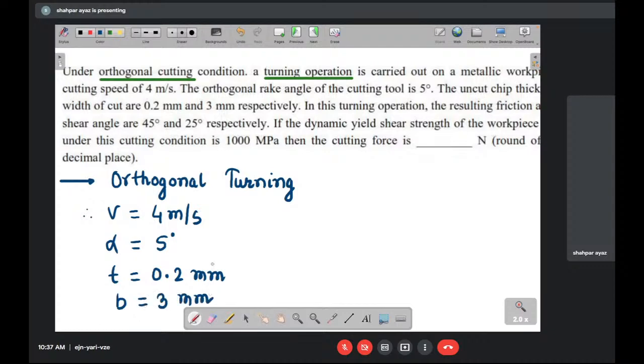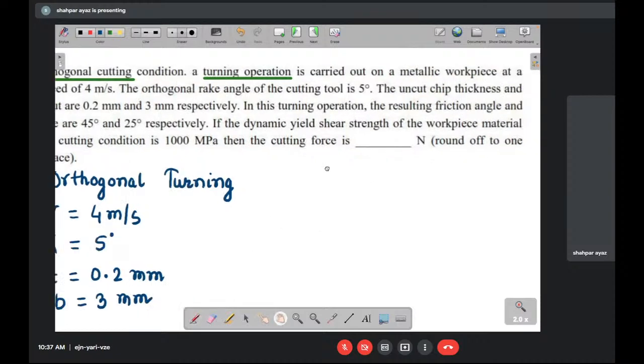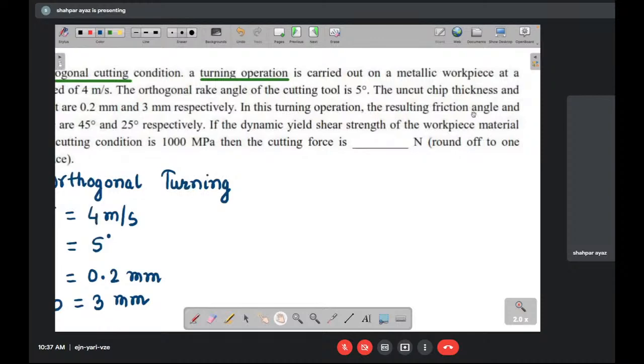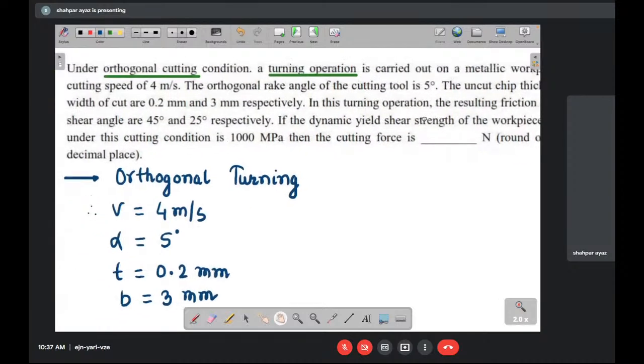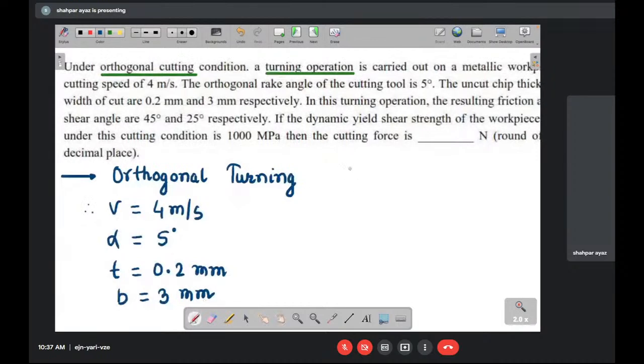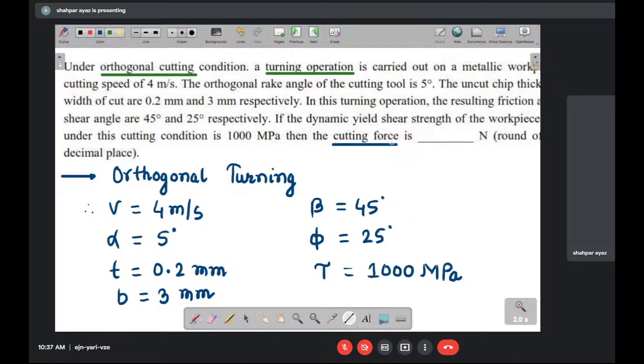Good. And what is given in this turning operation? The resulting friction and shear angle: beta is 45 degrees and phi is 25 degrees. The dynamic yield shear strength of the work material, tau, is 1000 megapascal. What we have to determine? We have to determine the cutting force, right?